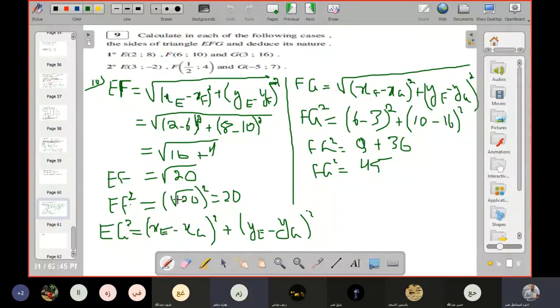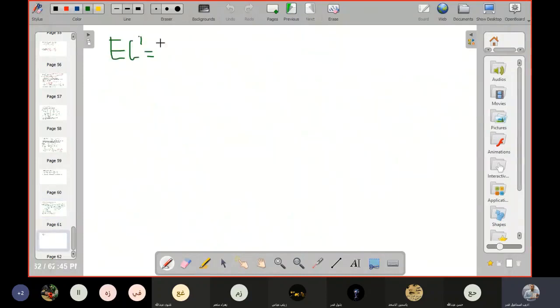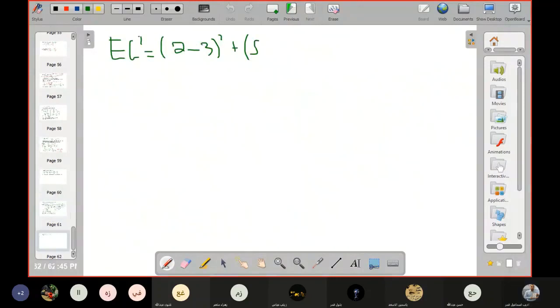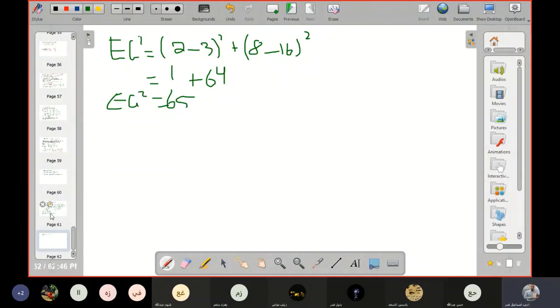Let's continue with EG squared. XE minus XG: XE is 2 and XG is 3, so 2 minus 3 squared, plus YE is 8 minus YG which is 16, so 8 minus 16 squared. Calculate them: 2 minus 3 is minus 1, squared is 1, plus 8 minus 16 is minus 8, squared is 64. So EG squared is 65. Now let's go back to the other sides we found before.